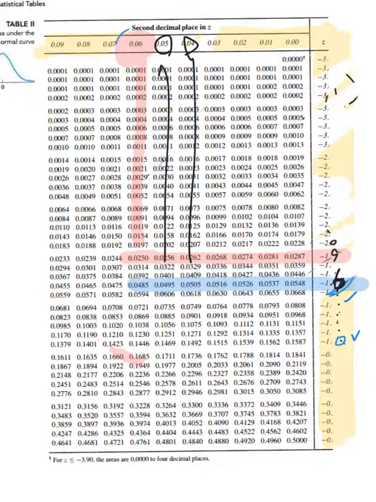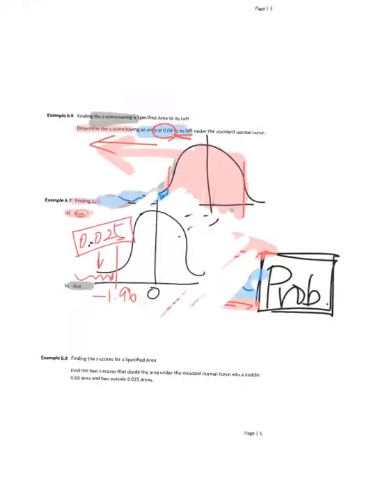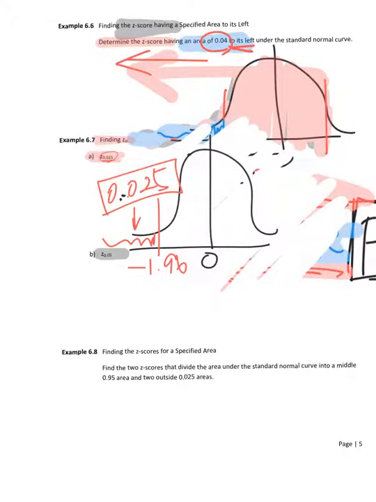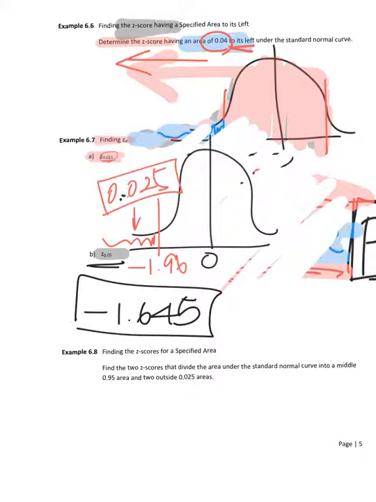So between negative 1.64 and negative 1.65, how much will be the average? It will be negative 1.645. Negative 1.645. So the z-score will be negative, for this one, it's a negative 1.645. Okay, it's good.